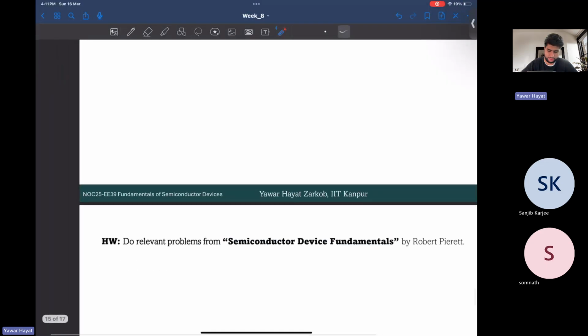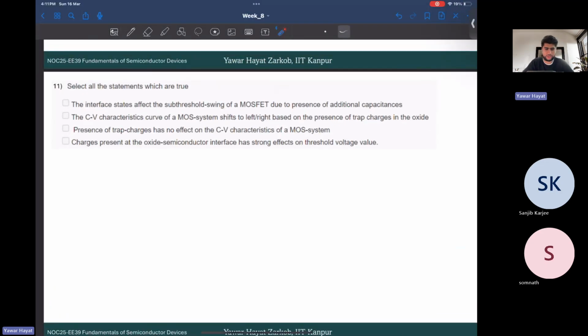And then you have the last question for this issue. You need to select all the statements which are true. What about the first statement? The interface states affect the subthreshold swing of the MOSFET with the presence of additional capacitances, which is true. The presence of the trap charge in the oxide shifts the CV characteristics curve of a MOS system to the left or right.